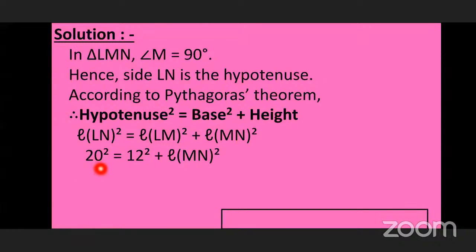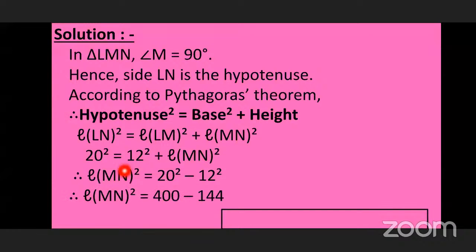So when the number is having 0 children, it is very easy to find out the square. The square of 2 is 4 and 0 will come 2 times. Okay. So LM square equals 20 square minus 12 square. As we have put this LM on the left hand side and the numbers together on the right hand side. So LM square equals 400 minus 144.